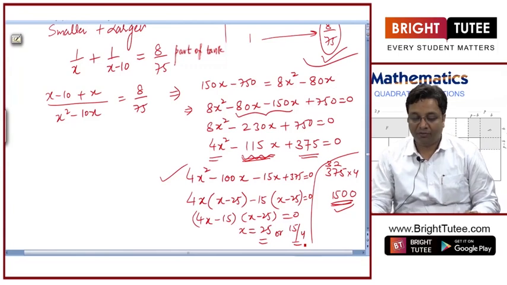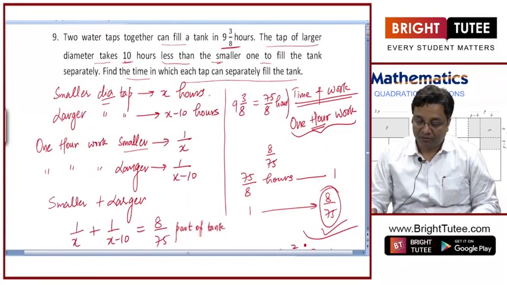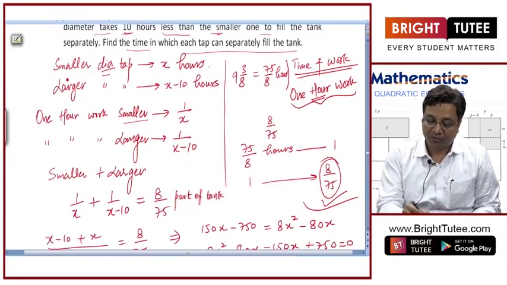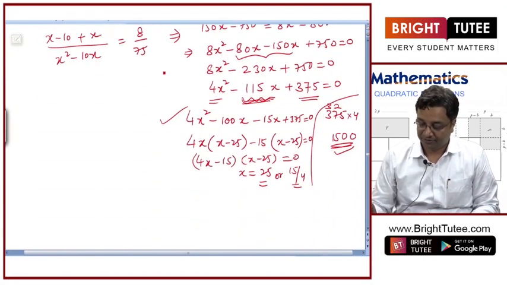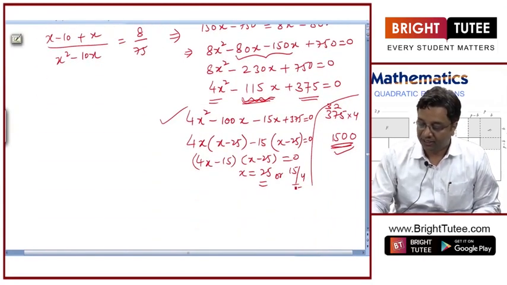Now let's analyze both of these. What was given is that the smaller diameter tap fills the tank in x hours, right? So if the answer is this, how much is this? This is approximately 3 point something, right?